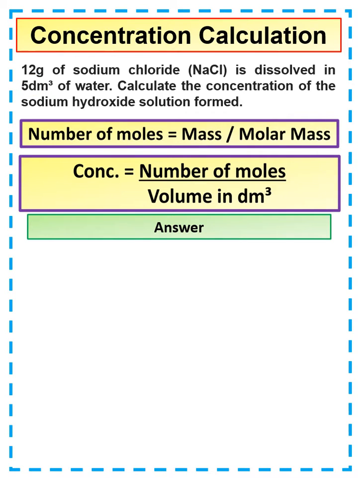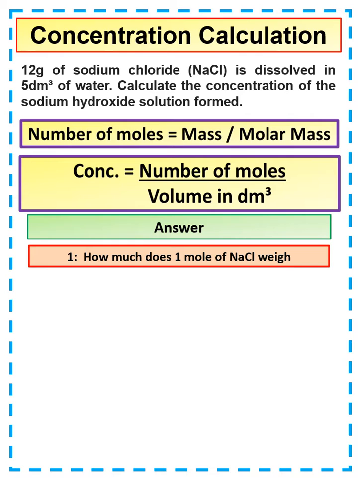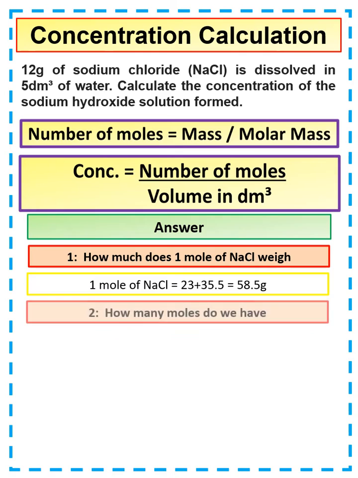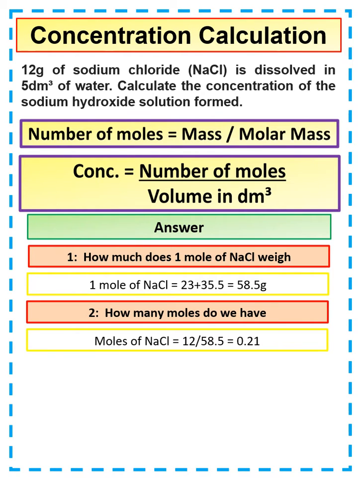So when we're answering this, first thing we need to do is work out how much 1 mole of sodium chloride weighs. So that's going to be just its relative formula mass in grams, which is 58.5 grams, just there. Then work out how many moles we have. So all we're going to do is the mass of the sodium chloride divided by the mass of 1 mole, which gives us 0.12 moles.